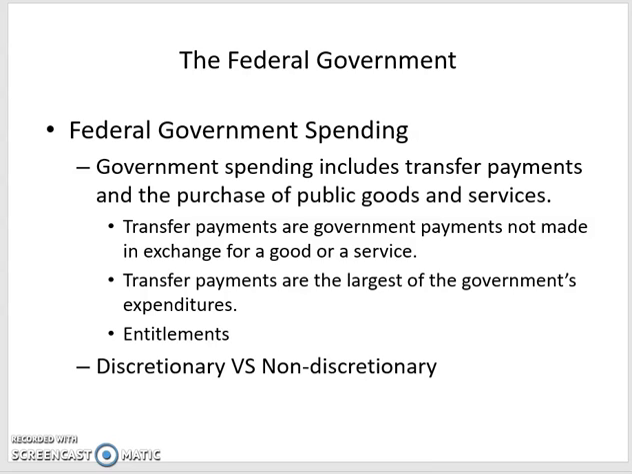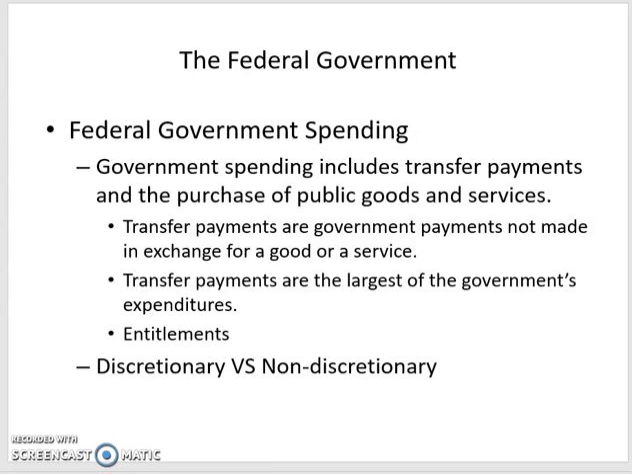Now, another thing I want to discuss is the difference between what's called non-discretionary and discretionary. You need to know the difference between those two. Discretionary means the government has a choice every year on whether or not they want to spend that money. It's up for their discretion, right? It's their choice. So that would be things like military spending. When the government passes its budget every year, they decide how much they want to spend on that thing. That's discretionary spending.